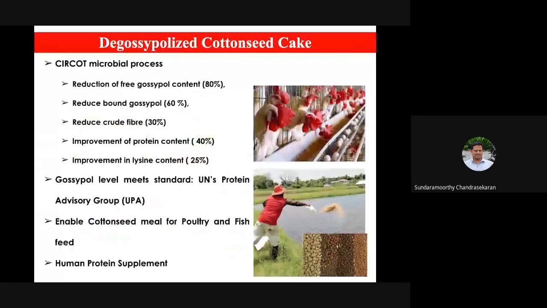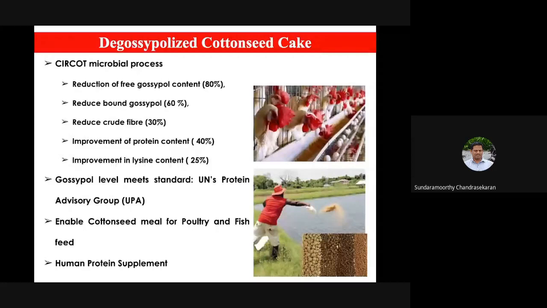So the basic advantage of this technology is that it reduces the gossypol content by almost 60 to 80%, and it reduces the crude fiber as well. The advantage of this is that the lysine content, one of the essential amino acids, is increased because of this microbial process, and the protein content is also improved to 40%, which enables it to be a better feed.